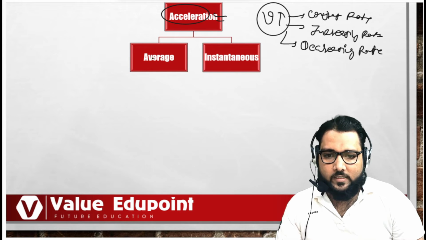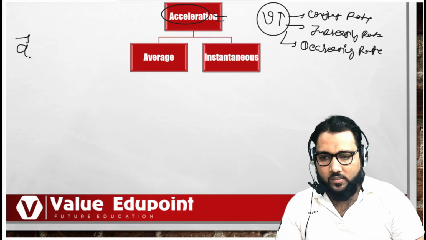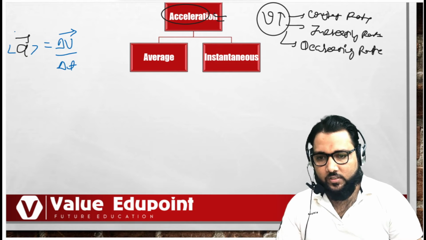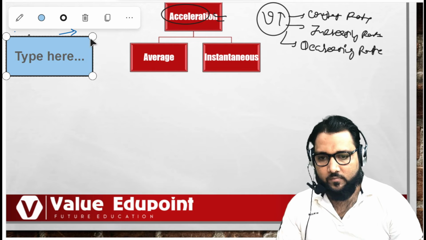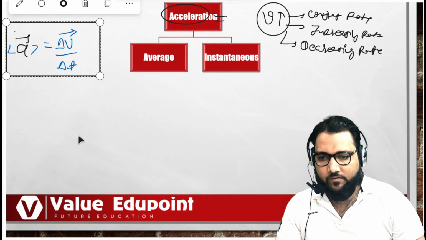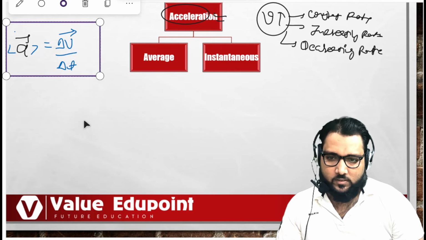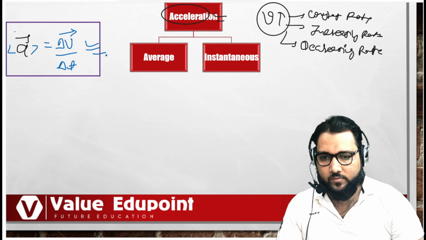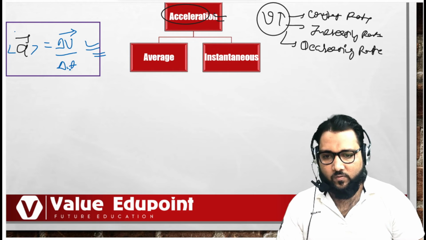So what is the average acceleration? Acceleration is a vector quantity. The average acceleration is delta v upon delta t. Guys, this is the average acceleration. It is very important. When we deal with graphs, I will tell you the importance and how you can deal with it with the help of graphs. But right now, to solve numerical problems, this is the important formula.